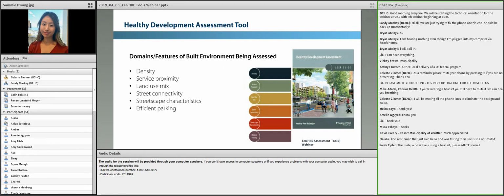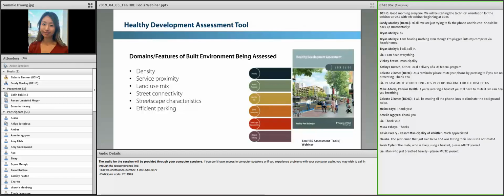The next one is the Healthy Development Assessment Tool, which was developed by the region of Peel for those who play a role in planning, designing, and approving development. There's 2 versions of the HDA tool, one for large-scale projects and one for smaller-scale projects. Both tools assess and score development proposals across 6 domains of the built environment, which include density, service proximity, land use mix, street connectivity, streetscape characteristics, and efficient parking.